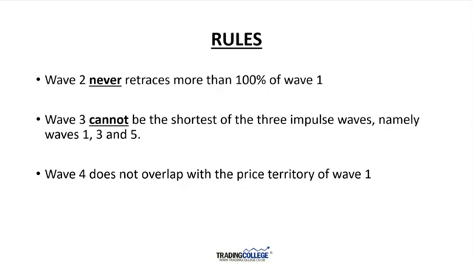So there's some rules here. Wave 2 never retraces more than 100% of wave 1. And then wave 3 cannot be the shortest of the 3 impulse waves, namely 1, 3 and 5. That's important because you're looking as a trader to be in wave 3 because it's never the shortest wave. It's not always the longest wave. And wave 4 does not overlap with the price territory of wave 1. So there's some guidelines that you have to stick to. That's the rules of the game of chess. And if you don't, then you have to recount and look for a different wave.